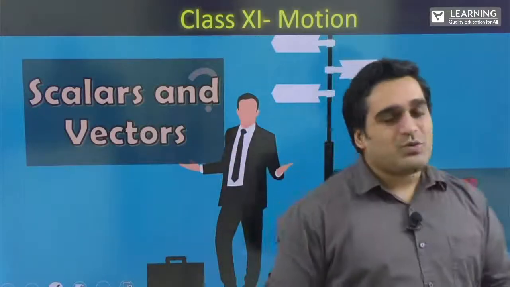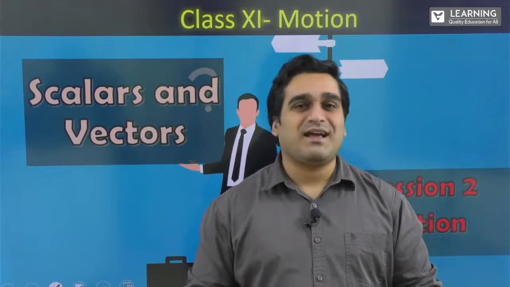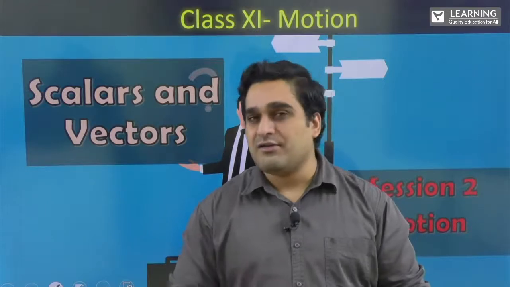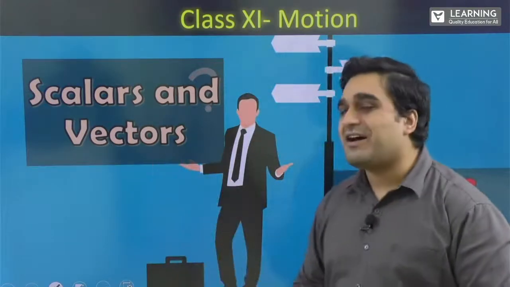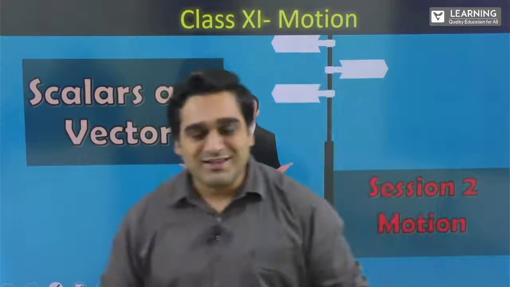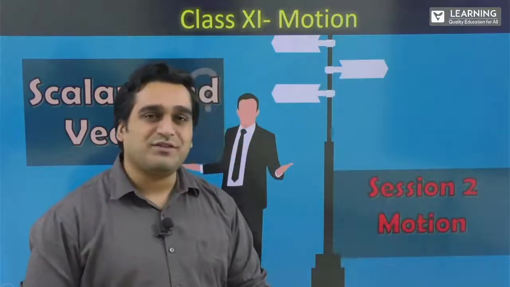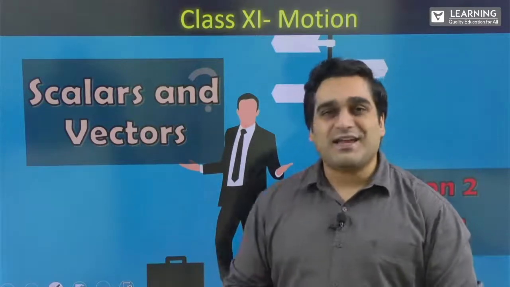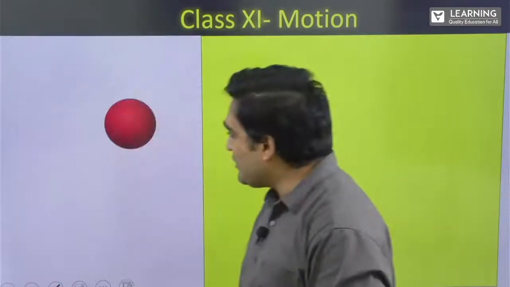In the last session, we discussed two different physical quantities, namely distance and displacement. So now we will classify those two physical quantities under what are called scalars and vectors. This is session 2 of the chapter Motion. In order to understand the concept of scalars and vectors, let us look at an example, which is this ball.